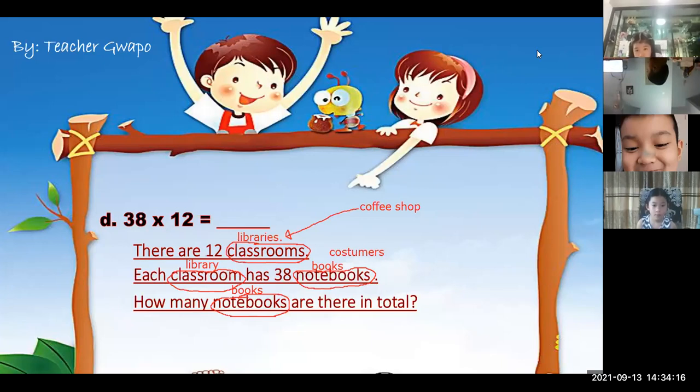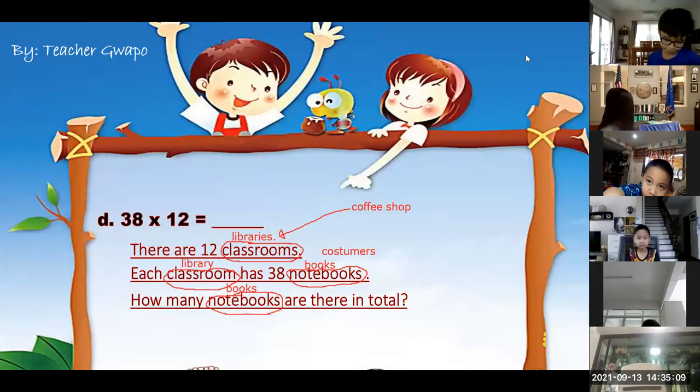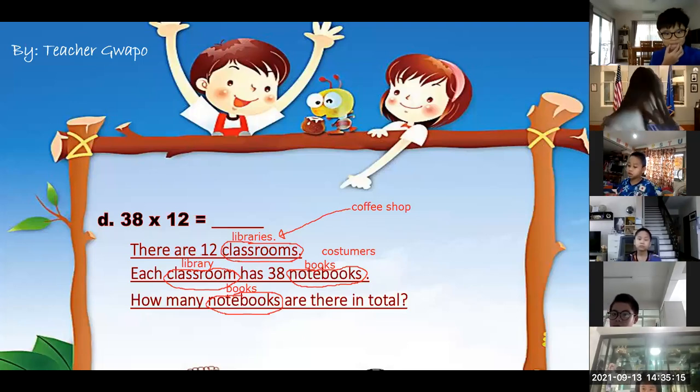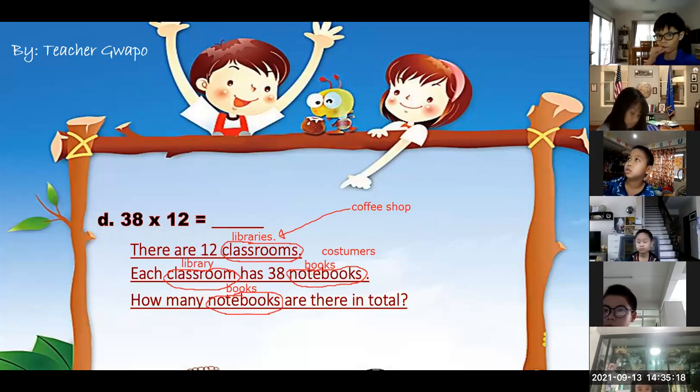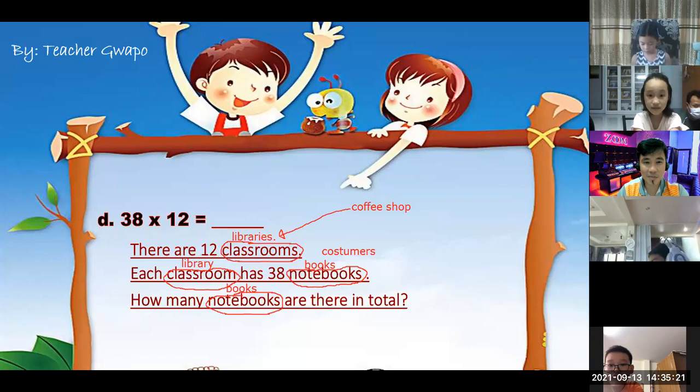Okay, now let us go. There are 12 libraries. Each library has 38 notebooks. How many books are there in total? Okay, thank you. Very good. Now, thank you so much.